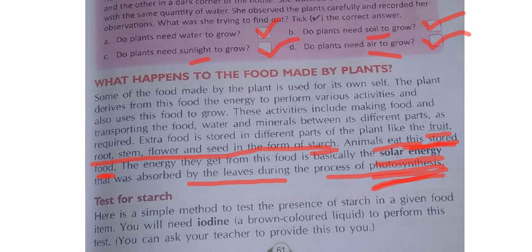Solar energy is nothing but the energy that we get from the sun only, yes or no? And indirectly the animals and human beings also eat the food from the plants, so that they will get the solar energy, and this process by which the plants prepare their own food by using air, water and sunlight is called photosynthesis. Okay.